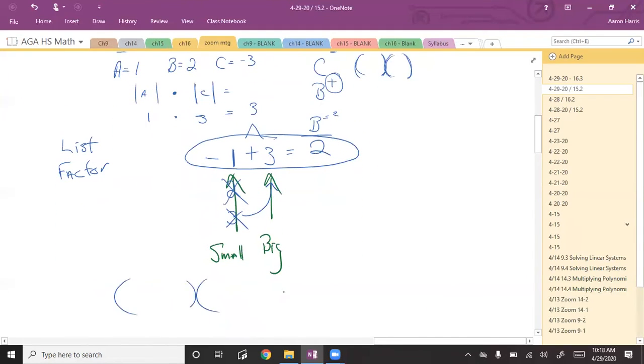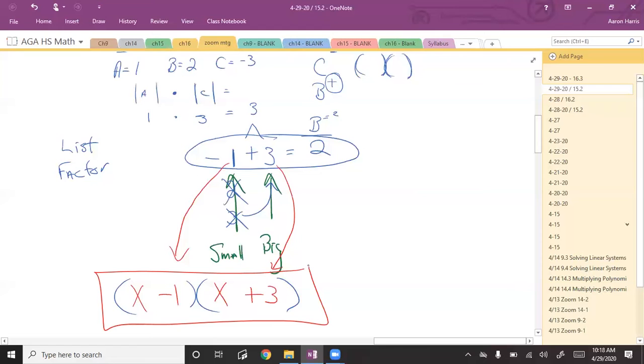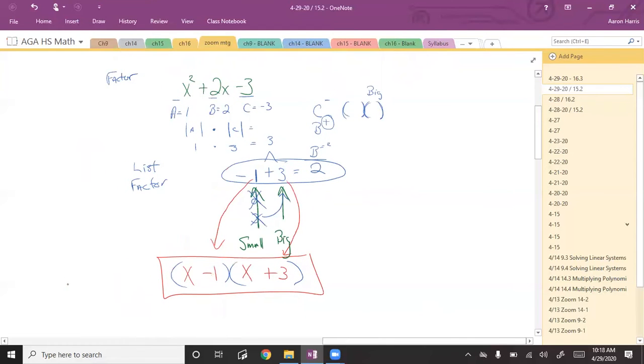So remember, here comes those parentheses. The first term is always what letter? X. Then I fill in the second term with what? With the number. And what's that number? -1 and +3. Good. Does that make sense? Mm-hmm. That's your answer right there. That's the factored form of that equation. Are you good on that? Mm-hmm. All right, good job.